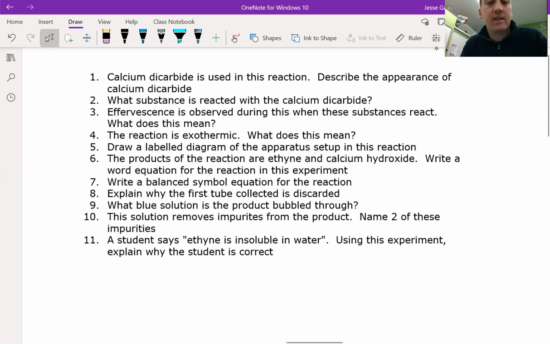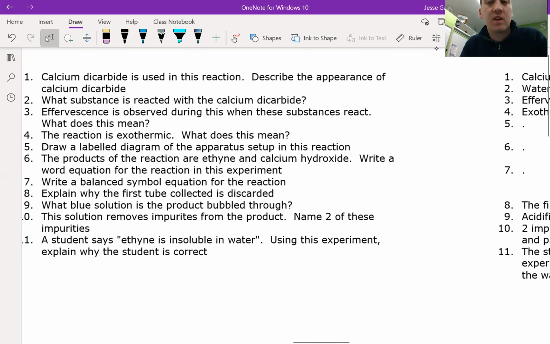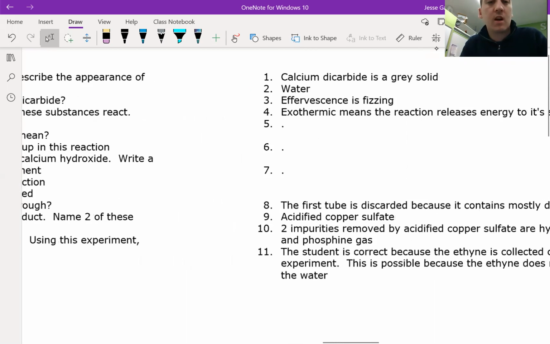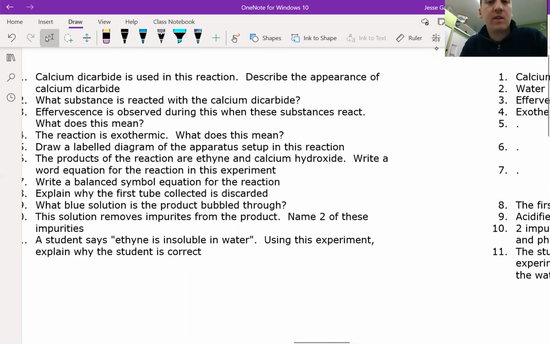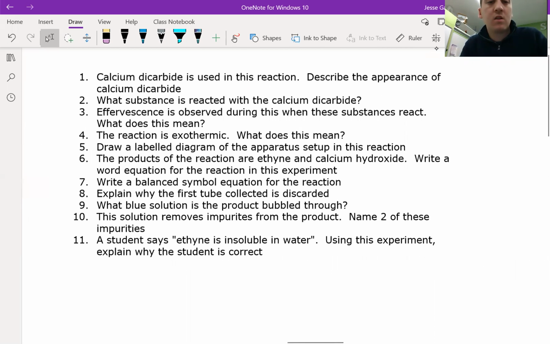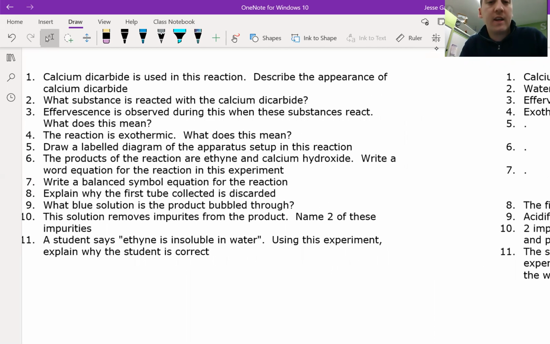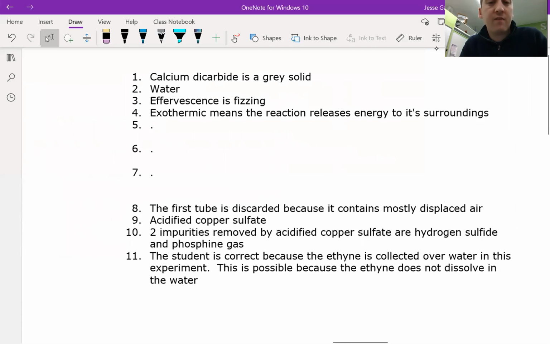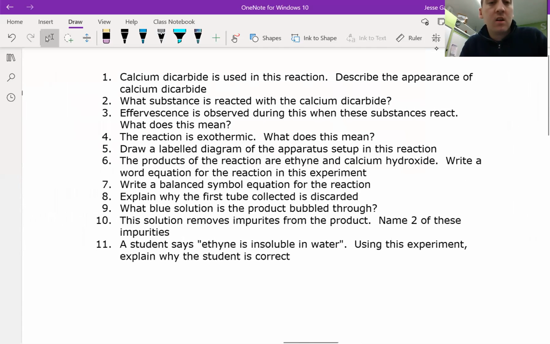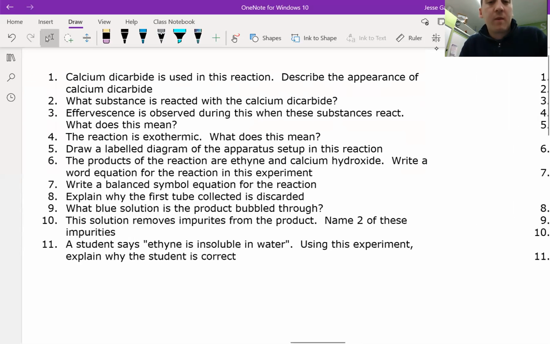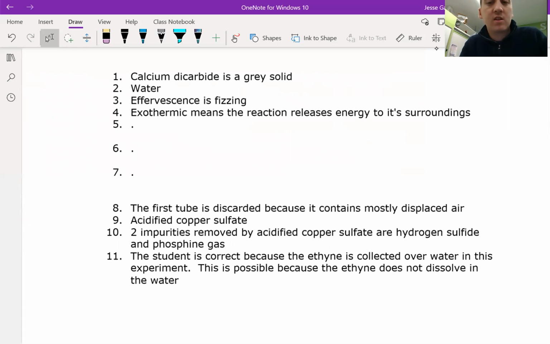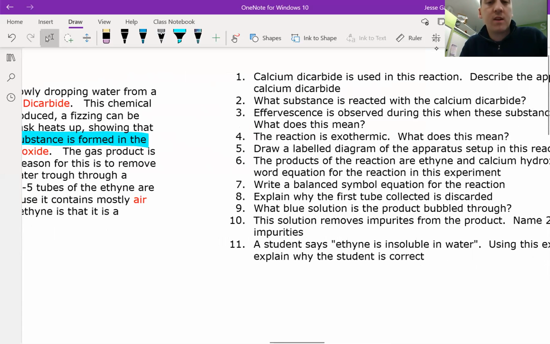So the first question says, calcium dicarbide is used in this reaction. Describe the appearance of calcium dicarbide. Calcium dicarbide is a gray solid. What substance is reacted with calcium dicarbide? That would be water. Effervescence is observed when the substances react. What does this mean? Effervescence is fizzing. The reaction is exothermic. What does this mean? Exothermic means the reaction releases energy to its surroundings. So well done if you got them right up to now.